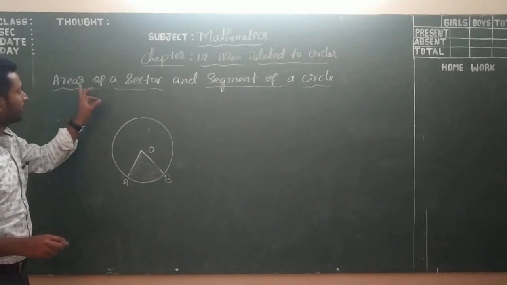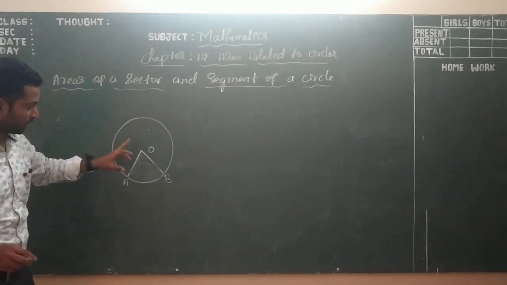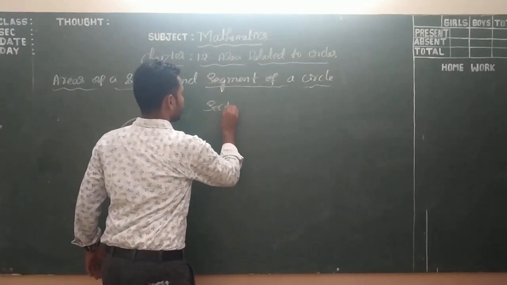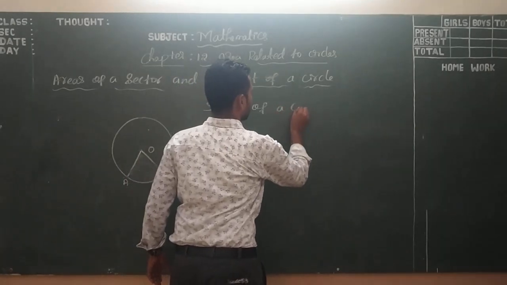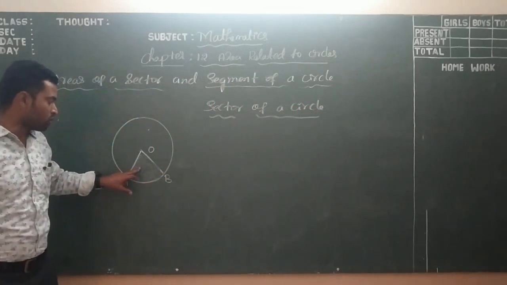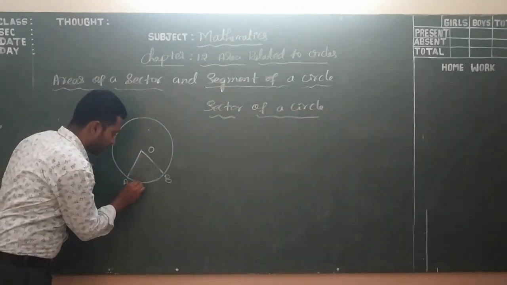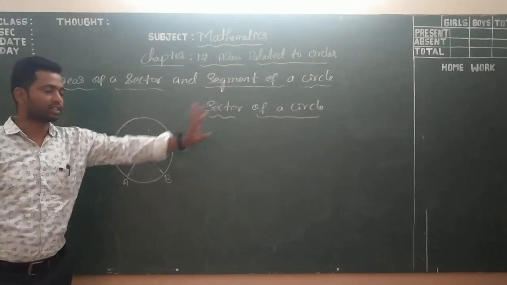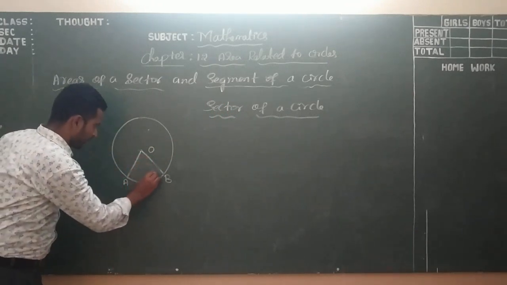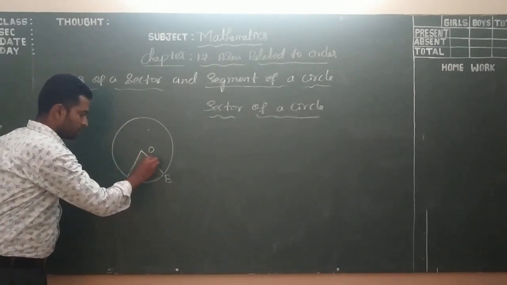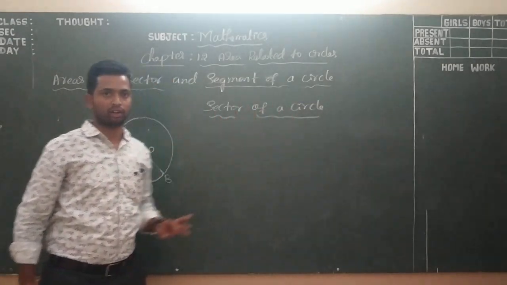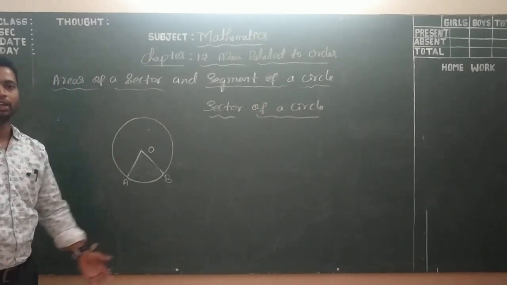See, what is a sector? Sector of a circle. The region enclosed by the two radii and the corresponding arc is called a sector of a circle. Here OAB is a sector.